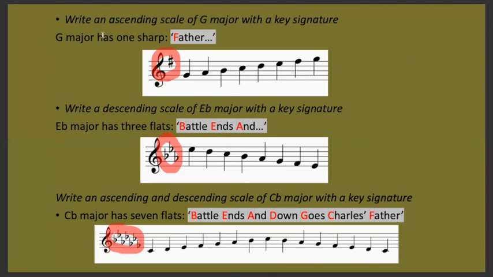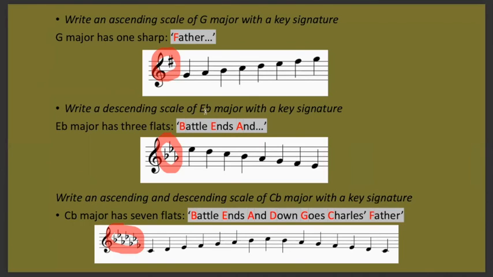Here are some final questions. Write an ascending scale of G major with a key signature. So G major has 1 sharp, F sharp. So we're going to pop that there. Hopefully we know which F it is and we're not putting it an octave below by accident. So once we pop in that F sharp, it's very easy. We don't have to include the F sharp here. It's already written in the key signature.